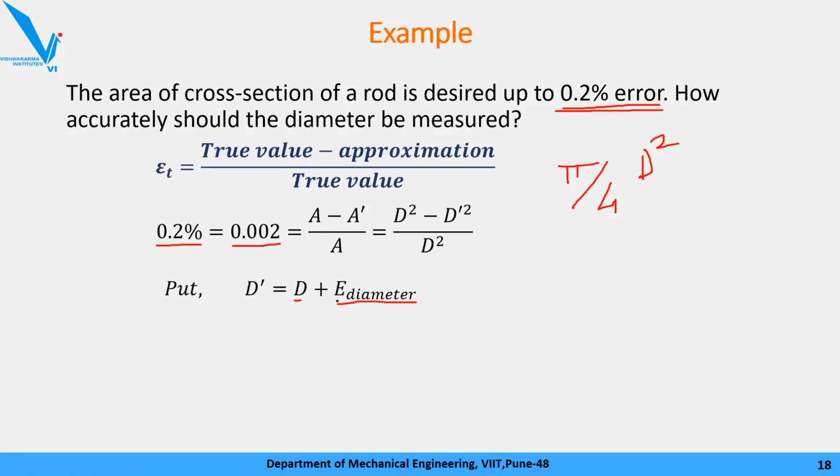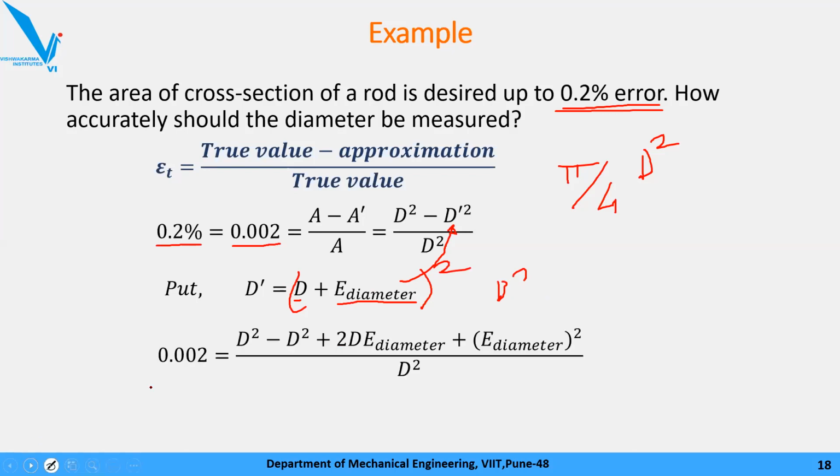So that is e diameter, the error in the diameter. So that is d dash. What I'll do, I'll put this d dash in this. So I have d plus e diameter, its square, that is nothing but d square minus 2d e diameter minus e diameter square. Sorry, plus e diameter square. So I have written it like this. Here the sign should be minus minus. So this minus d square, positive d square get cancelled.